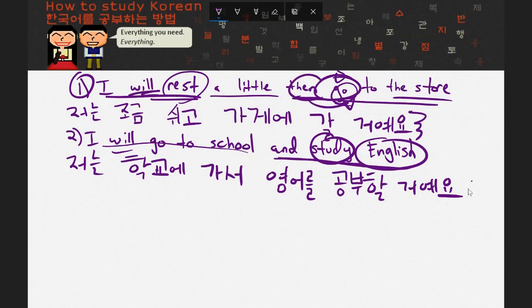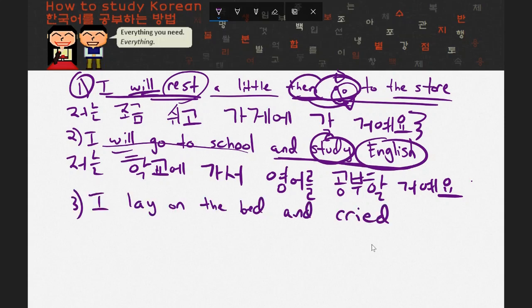The next sentence I would like you to try is, I lay on the bed and cried. I actually had to look this up because for some reason I would more naturally say I lied on the bed and cried. But I'm really good at Korean grammar, but I'm not very good at English grammar. But I had to look this up to make sure that I actually said this correctly. It's actually lay. I'll give you 10 seconds and you can start now.